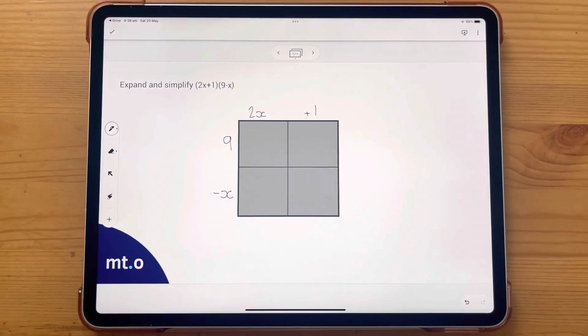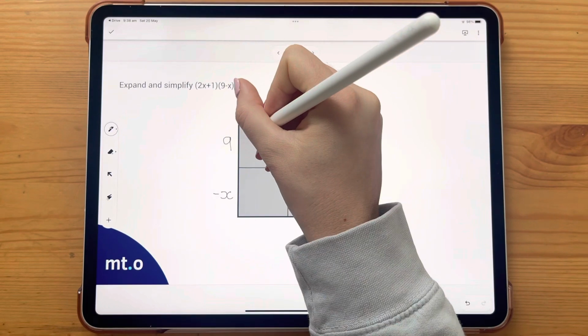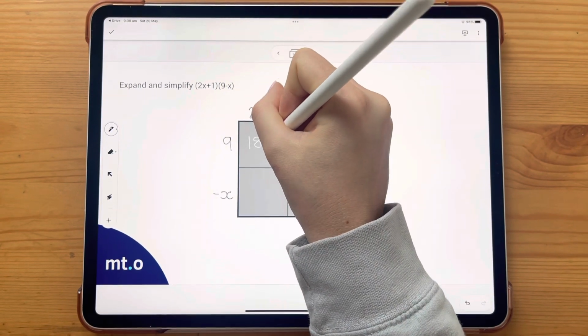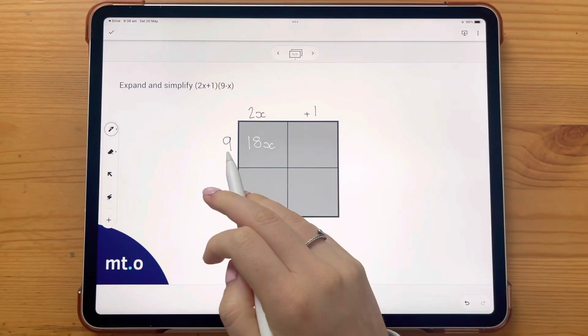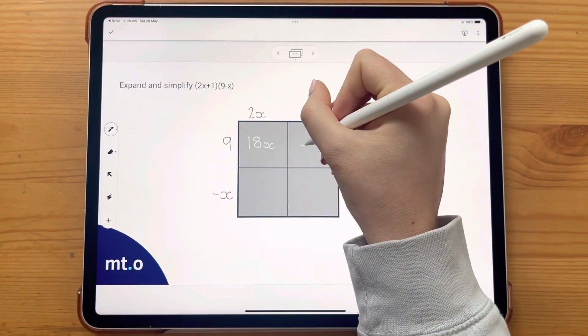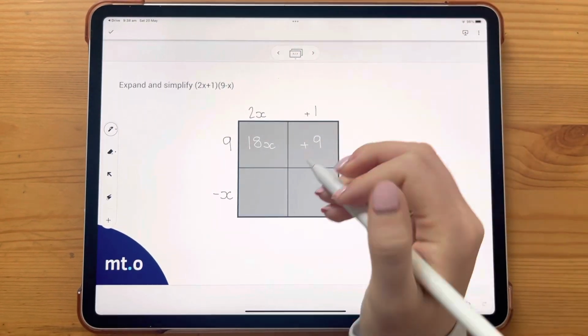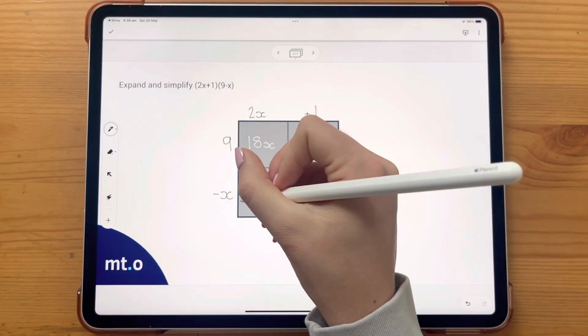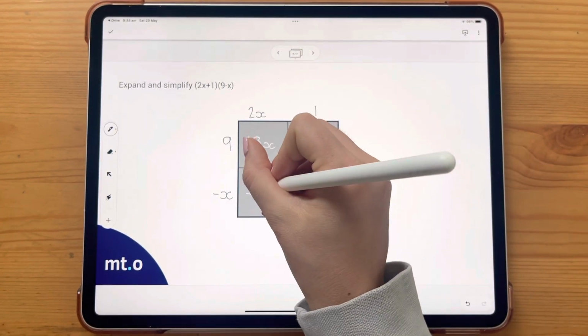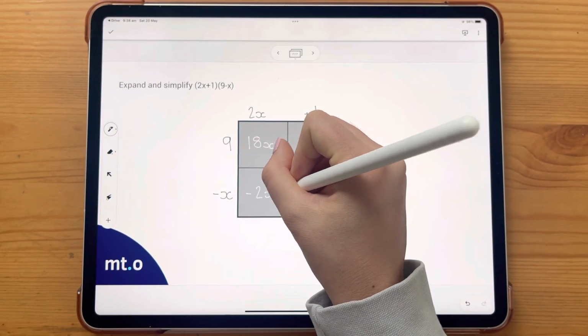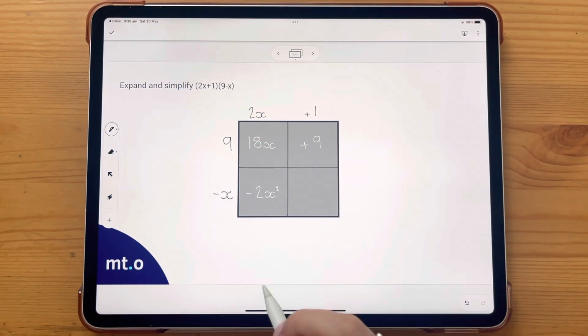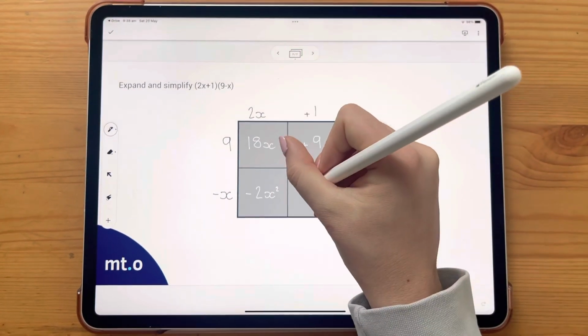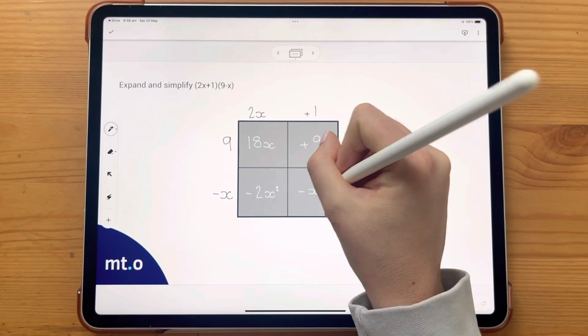So like we did in the first question, we're going to multiply together each square of the grid. So firstly, 9 times 2x is going to make 18x. Then we've got 9 times 1, which is just 9. Then we've got minus x times 2x. Well, it's going to be negative, and then we've got 2x squared. And finally, we've got 1 times minus x, which is just going to be minus x.